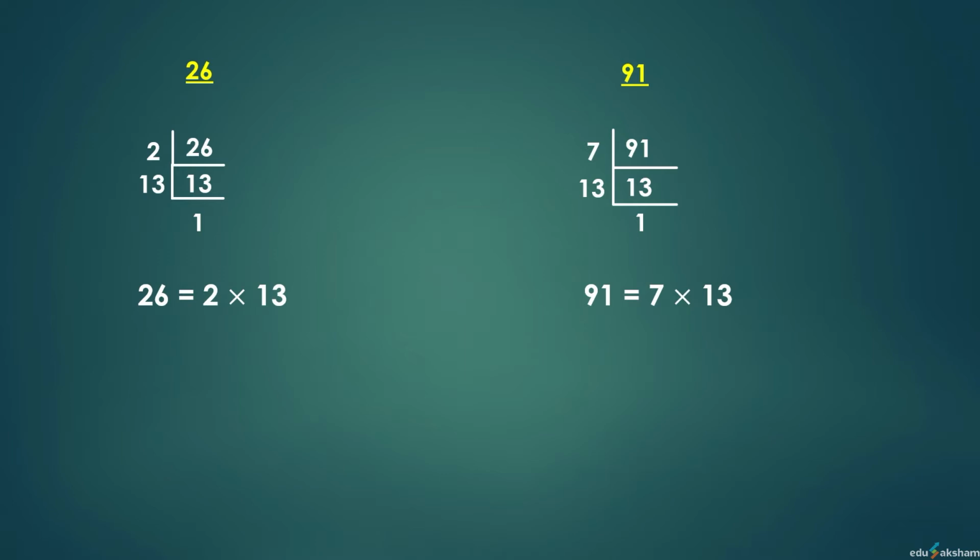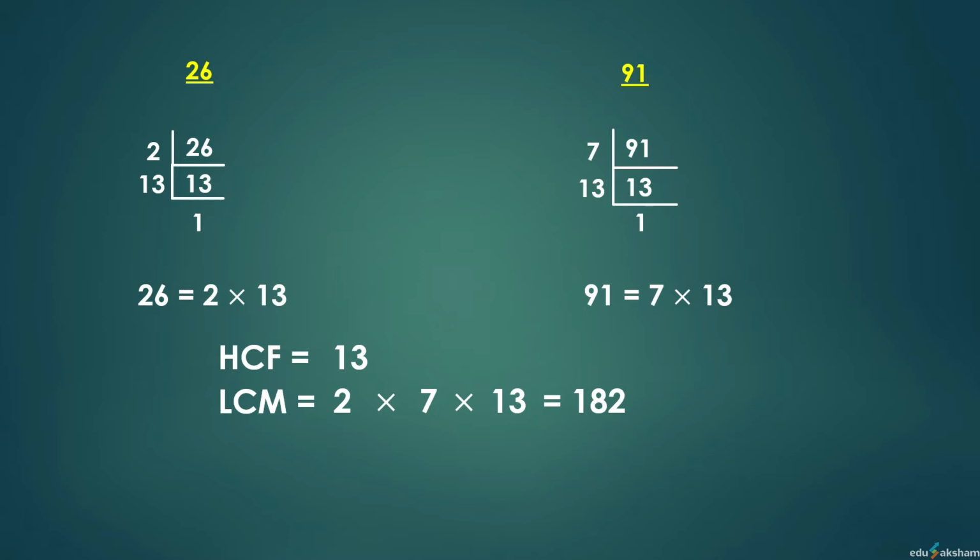The HCF is the smallest power of each common prime factor in the two numbers. The only common factor in these two numbers is 13, and the smallest power is 13 to the power 1. Therefore, the HCF will be 13. Moving on to the LCM, it is the greatest power of each prime factor involved in the numbers. So, we will take all the prime factors involved in the numbers and multiply their greatest powers. So, the LCM would be 2 times 7 times 13, which equals 182.